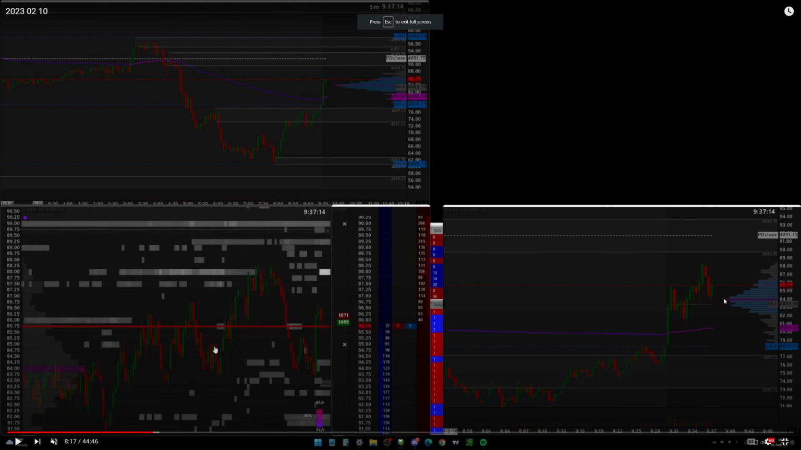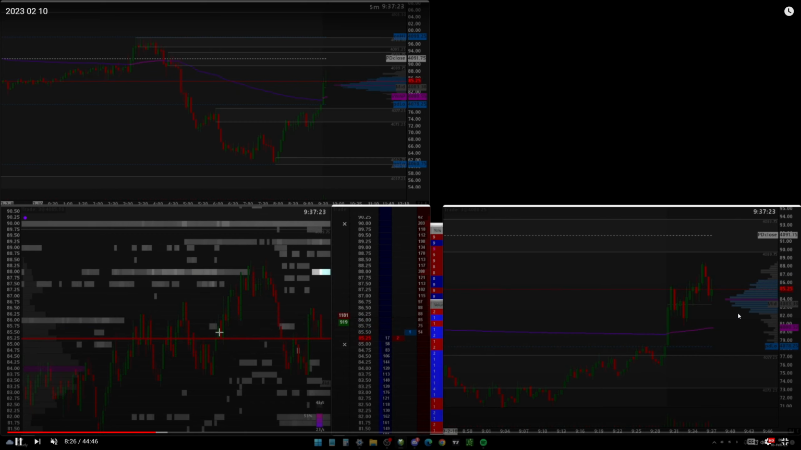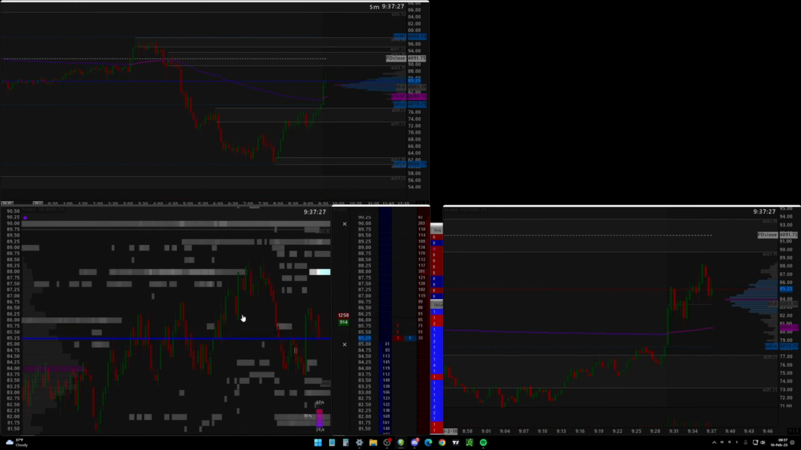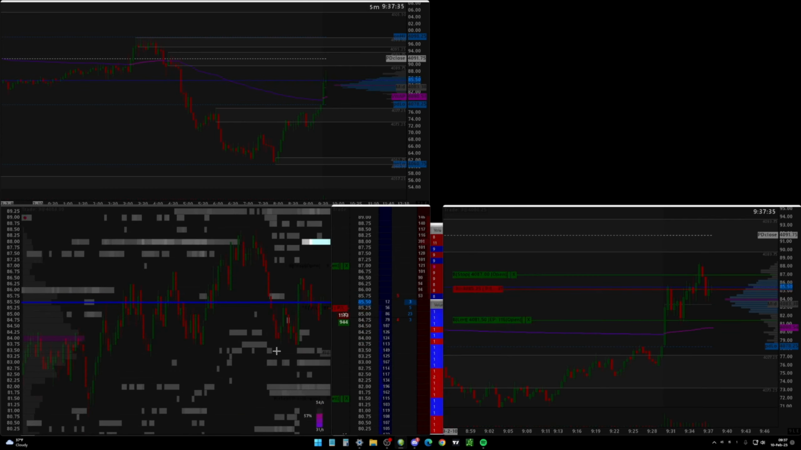So on POC bounced up. Probably looking to short this pop at value high to see value low at least. This could be a value high to value low short, or short to VWAP, PD low, whatever you want to call it.